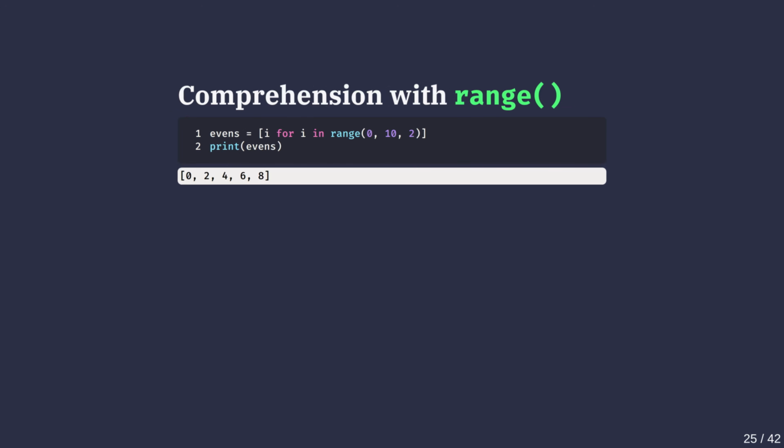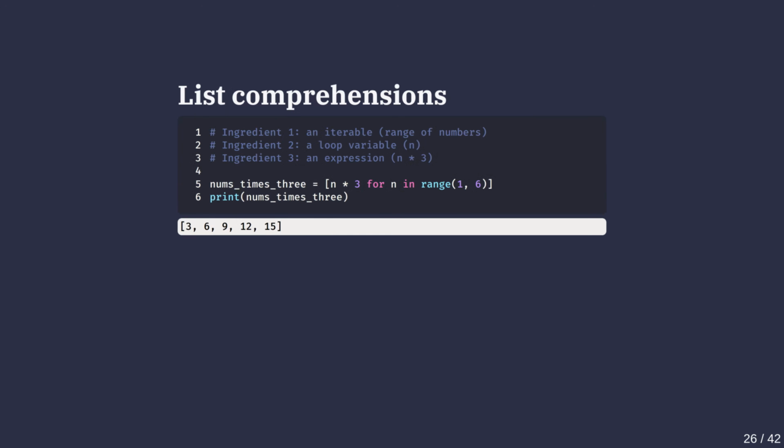Here we use range, which generates numbers on the fly. The comprehension directly loops through those numbers and builds the list of even numbers. This shows how comprehensions naturally pair with functions like range. To reiterate, a list comprehension always has 3 core ingredients. An iterable, here it's range(1, 6), which generates numbers from 1 through 5. A loop variable, n, which represents each number from that iterable, and an expression, n * 3, that tells Python how to transform each n into the new list's values. Putting those all together inside brackets, Python builds a new list in one line.